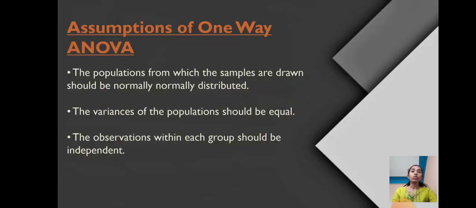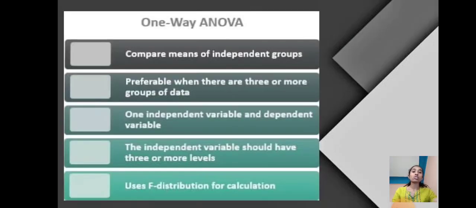And when we look into the assumptions of One-Way ANOVA, the populations from which the samples are drawn should be normally distributed. The variances of the populations should be equal, and the observations within each group should be independent. These are some of the assumptions of One-Way ANOVA.